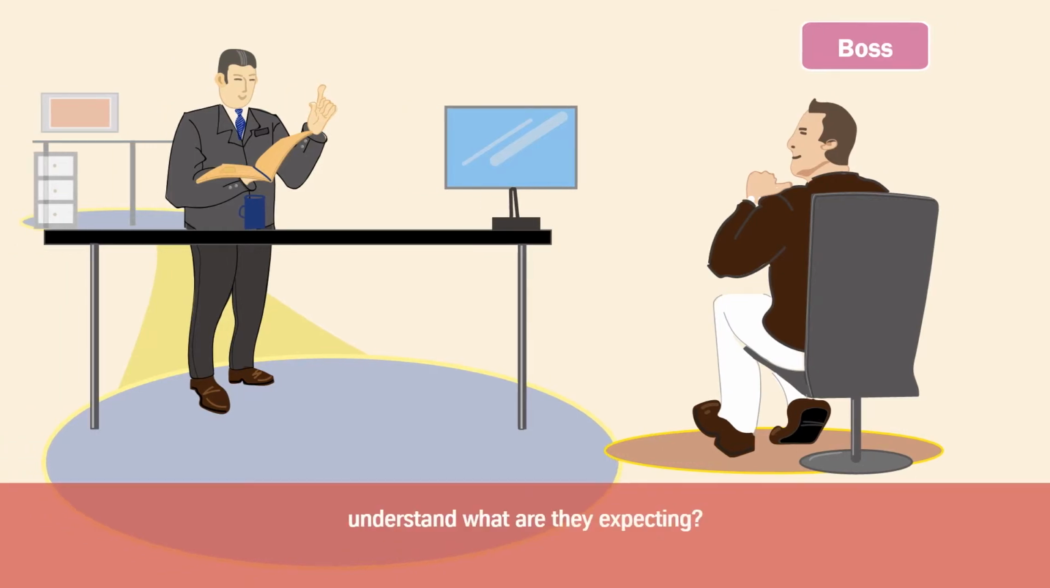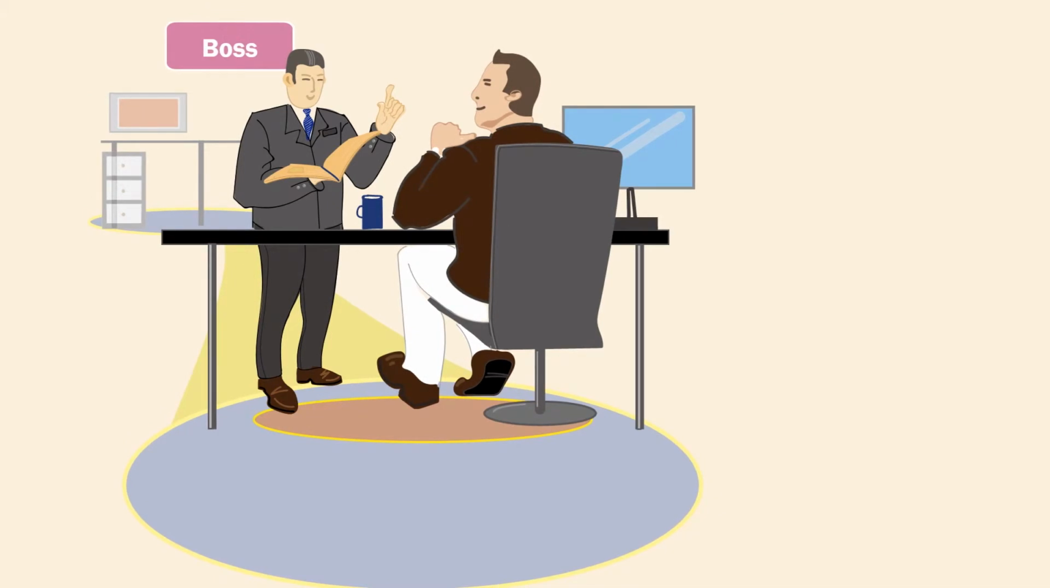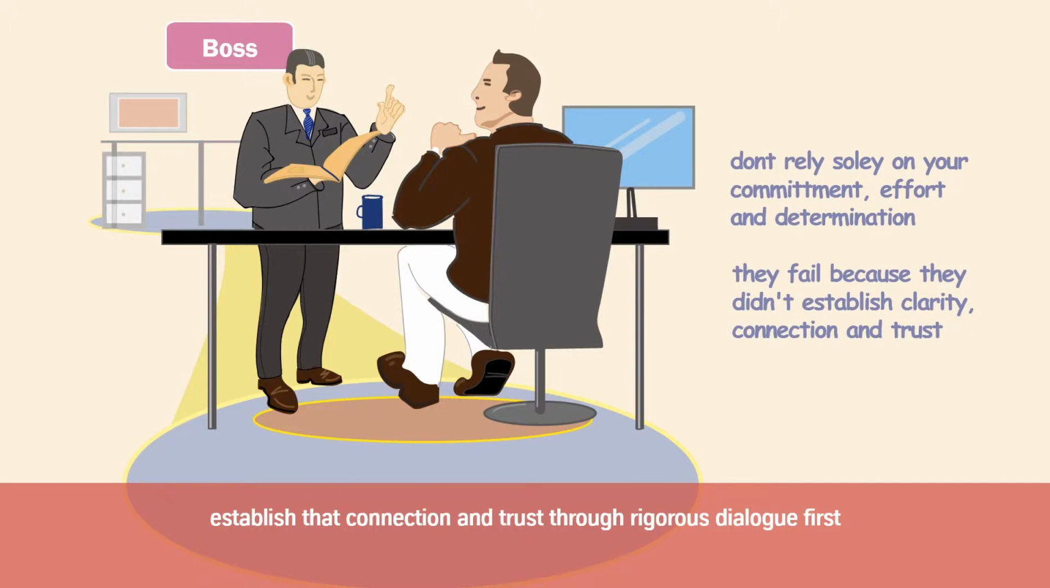What are they expecting? How would they prefer their communication and at what frequency? Are there any do's and don'ts? One of the worst outcomes we see is from leaders that choose to ignore this step. They believe that their boss will see their level of commitment, effort and determination through their actions, which may be true, but in the end they fail because they didn't establish that clarity, connection and trust through rigorous dialogue first. So the opportunity for you now is to go knock on your boss's door and set up a one-on-one chat. It's never too late.